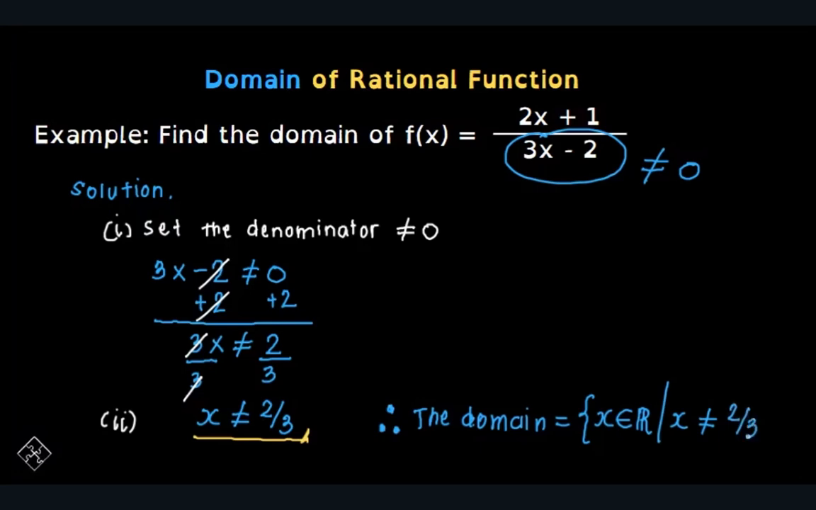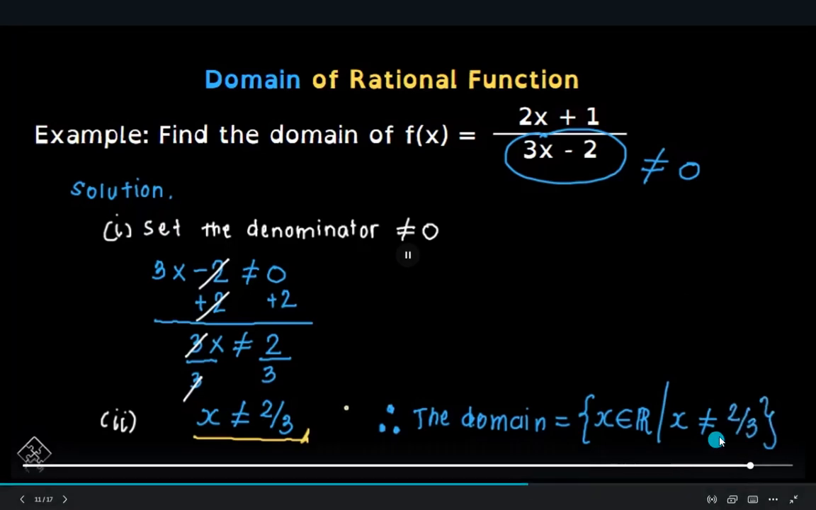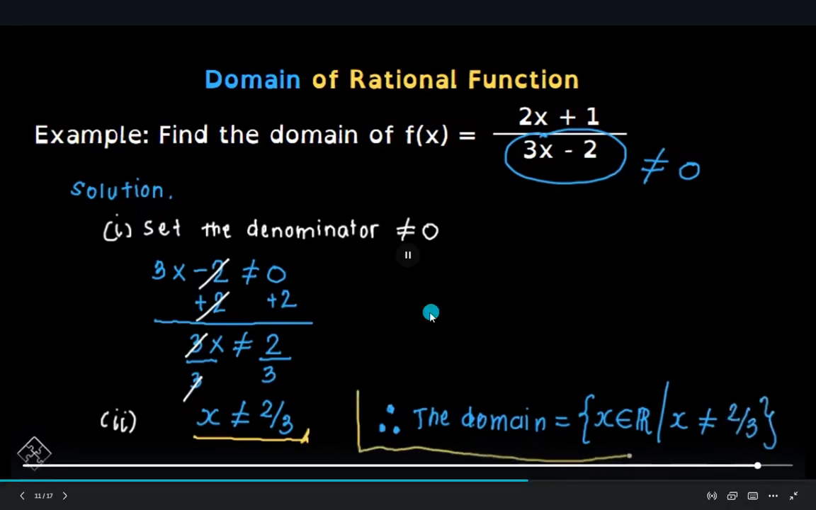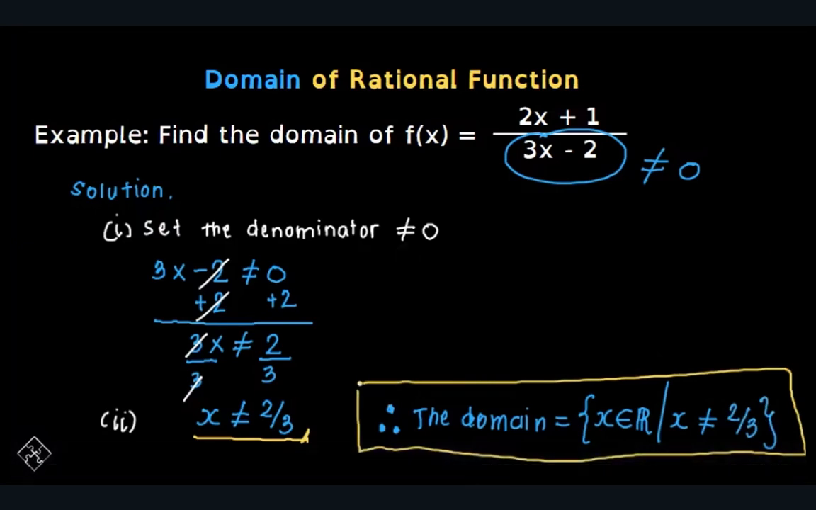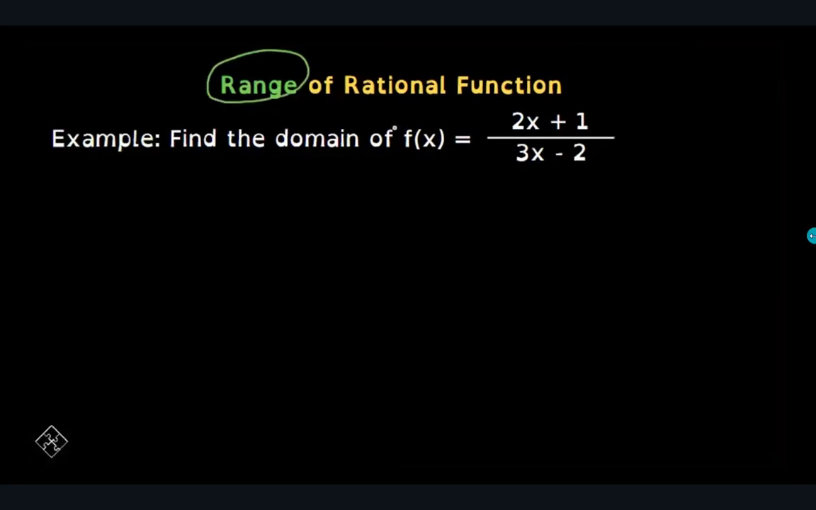So, ibig sabihin, lahat kasama maliban sa 2 over 3 sa given na to. So, this is our final answer and these are the domain of a given rational function. Okay? So, kasama si x lahat, maliban kay 2/3. So, in this case, let us solve for the range of a rational function naman. So, we have the same given, 2x plus 1 all over 3x minus 2.